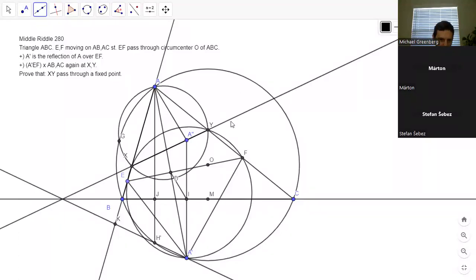I mean, we will want to show that those two lines are symmetric with respect to BC. Yes, so that would be some things with angles probably. Or I was thinking the radical axis theorem maybe, because X, Y is the radical axis of these two, but.